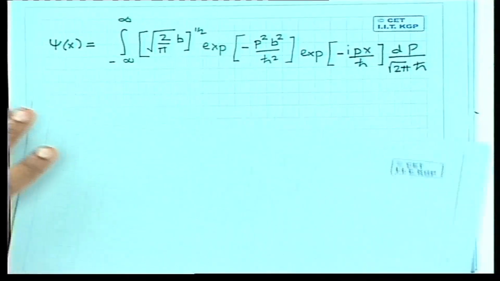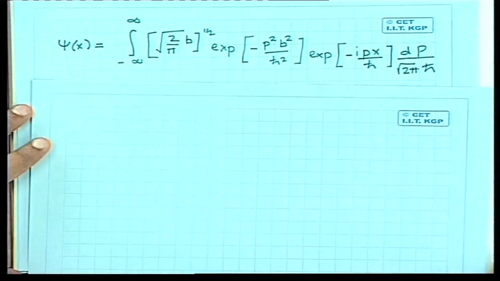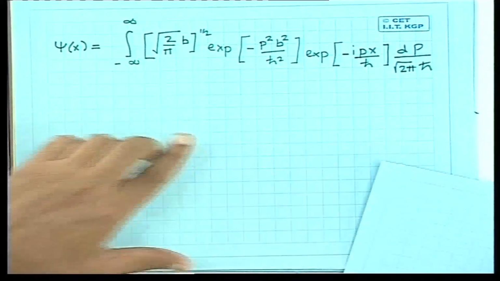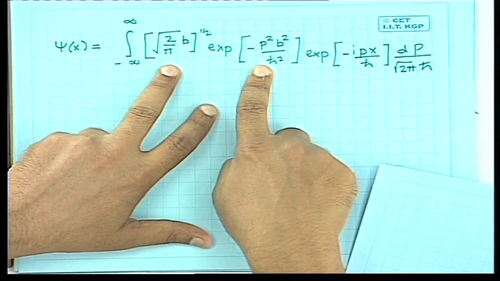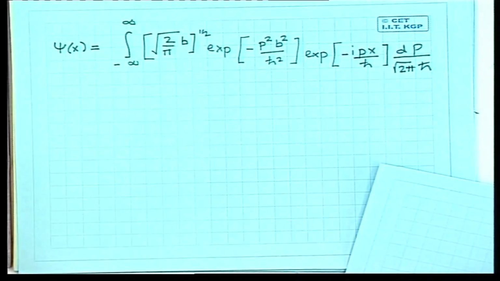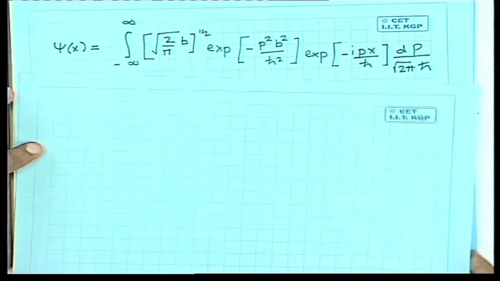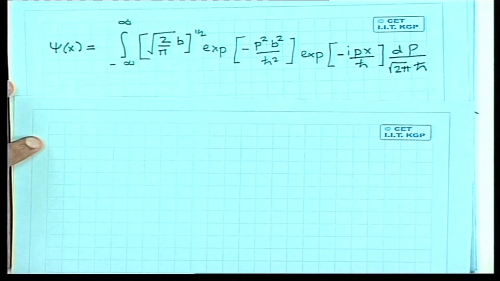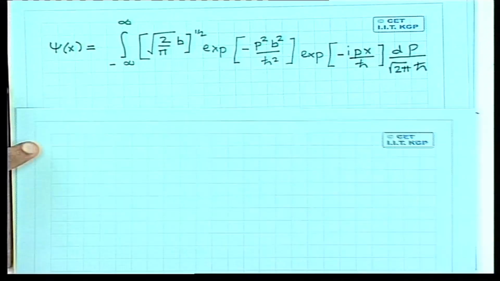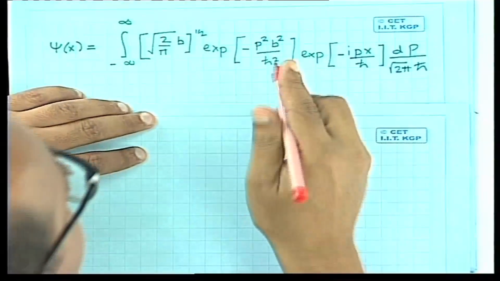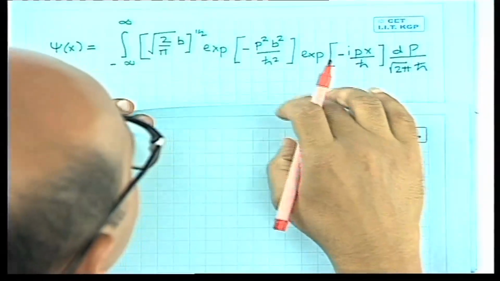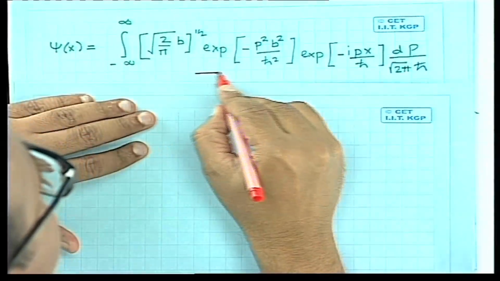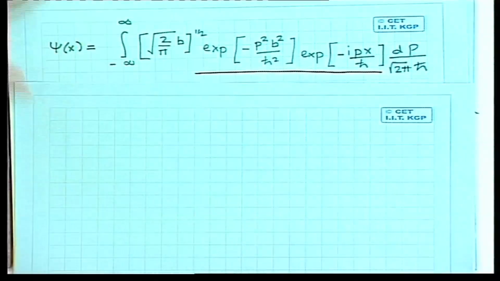So basically what we are doing is taking the Fourier transform of a Gaussian, because if you notice, this also is a Gaussian. The square root of a Gaussian is a Gaussian with some other normalization. So let me discuss how to go about evaluating this integral. We start by looking at these two terms a little carefully.